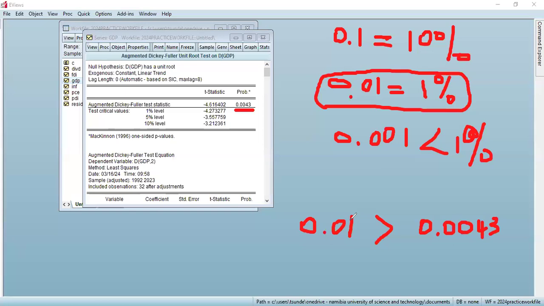Because if you are saying this number is smaller than this one, then it means this number is smaller than 1%. If it is smaller than 1%, then we are saying the first difference of GDP is significant at 1% level of significance. You must get this right, please.